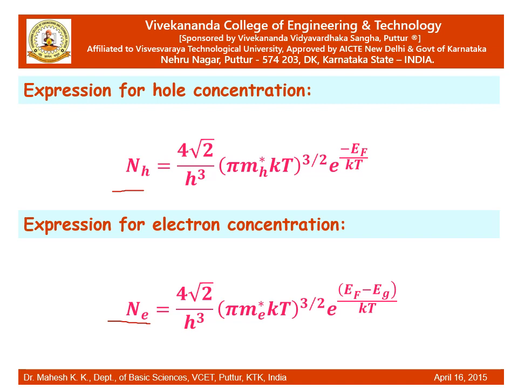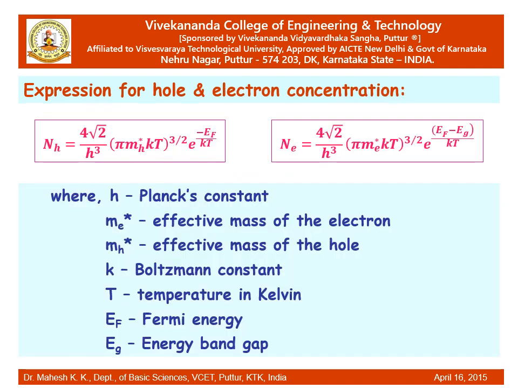And for the electron concentration it is 4 root 2 divided by h cube, then pi me star kT to the power 3 by 2 into e to the power EF minus Eg by kT, where me star and mh star are effective masses of electrons and holes respectively. k is the Boltzmann constant, T is the temperature in Kelvin, EF is the Fermi energy, and Eg is the energy band gap. That is what is combinedly given here in this slide. You can pause and view it.